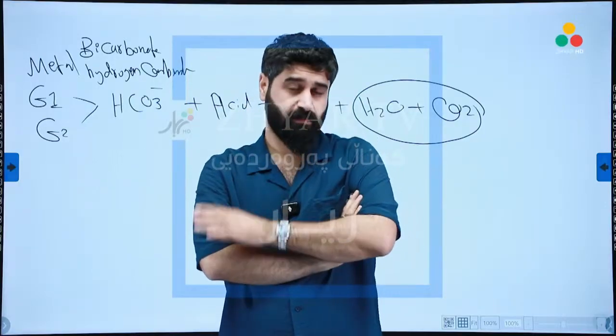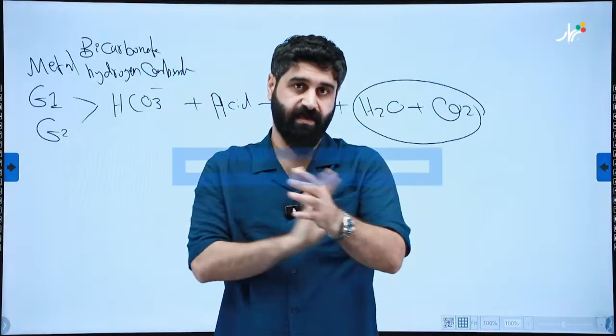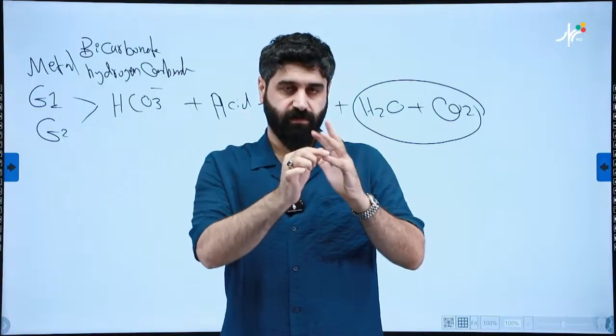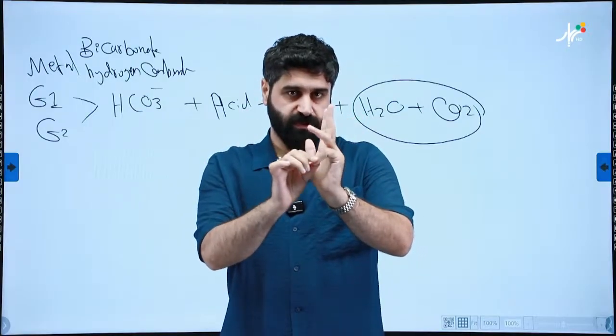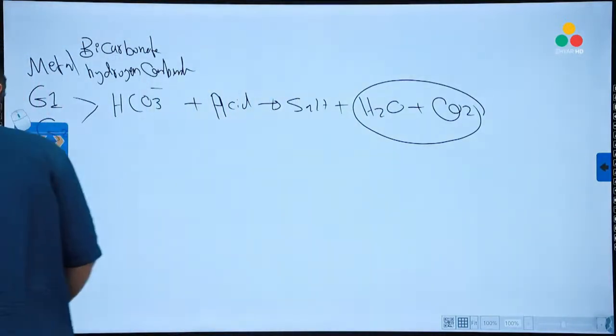The reaction between the acid and the bicarbonate ion, which comes with a metal, of course group 1 and group 2, gives three products: CO2, salt, and water. Let's have some examples.